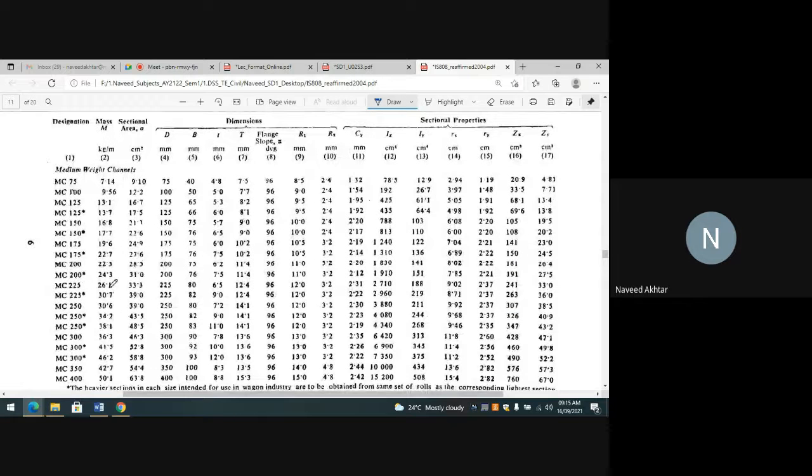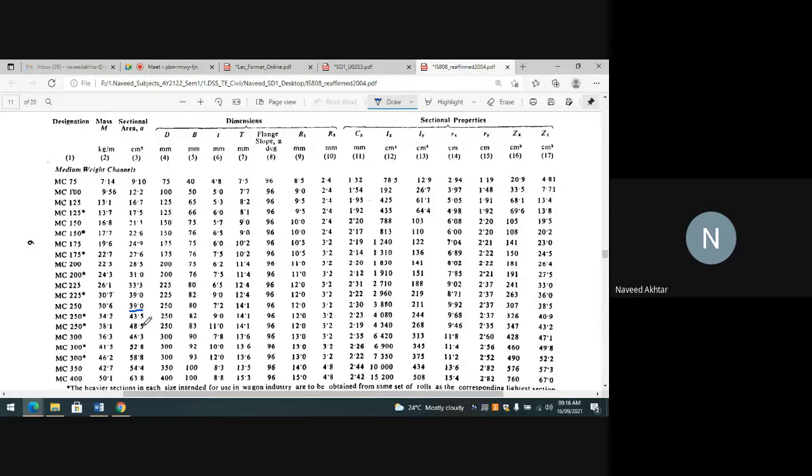So this is already given. We have to select the section with area more than 3600 mm square. So if you come here, I will select the section. You can see here the area in centimeter square is 3900 mm square, ISMC 250. If I check, the area is larger than this, the area is 39.39 centimeter square, means 3900 mm square. So it is nearly, or it is greater than that area.